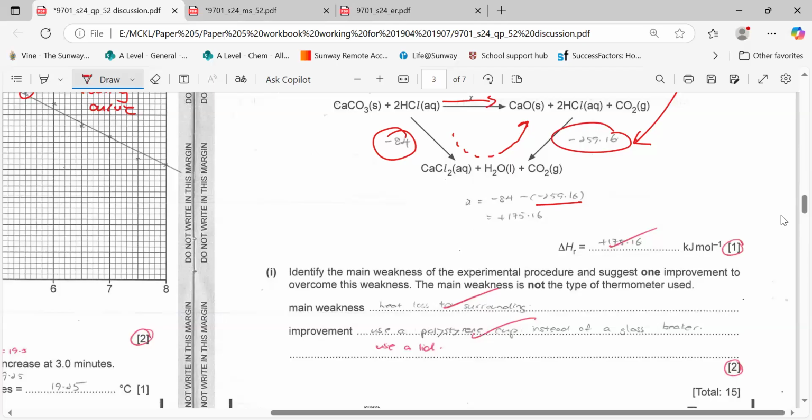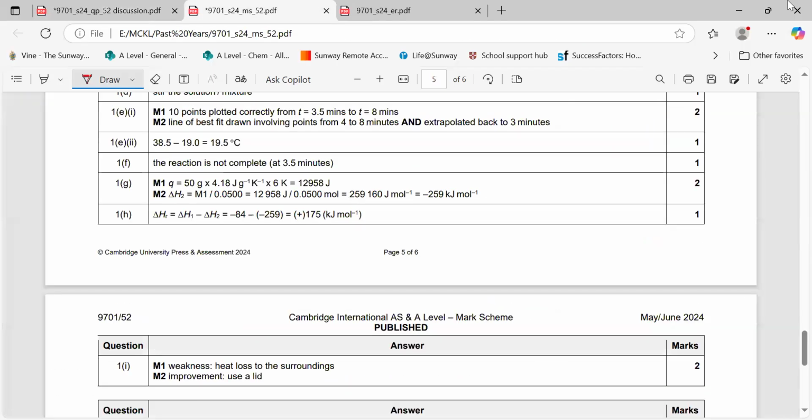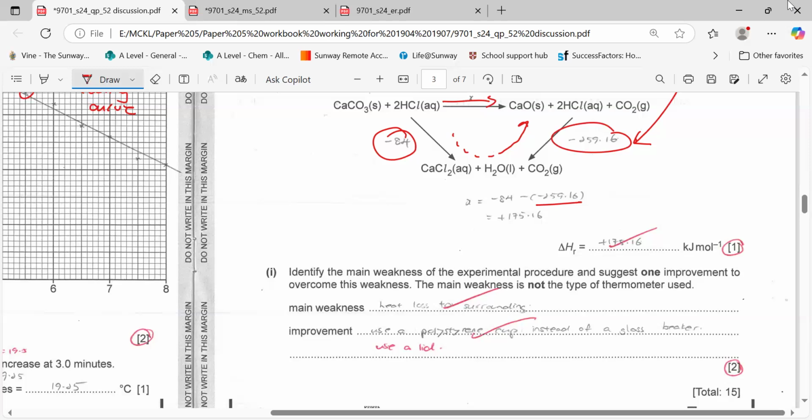So how can we improve, or minimize, the heat loss to surrounding? Number one, use a polystyrene cup because you used a beaker. You should have detected it in the first place really. Second thing, you use a lid over here. Okay, let's see the marking scheme. Is there any other alternative to this? Only these two. Okay, only these two.